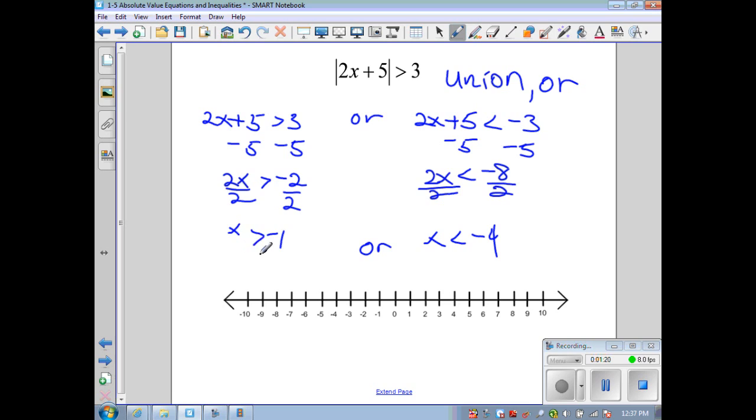Graphing, we have an open point at negative 1. Shade all values of x that are greater than that, so that would be to the right. At negative 4, I have an open point, and all values of x that are less than that, so we shade to the left.